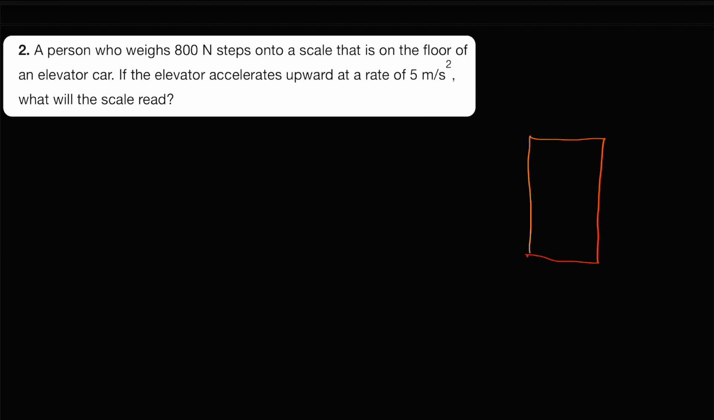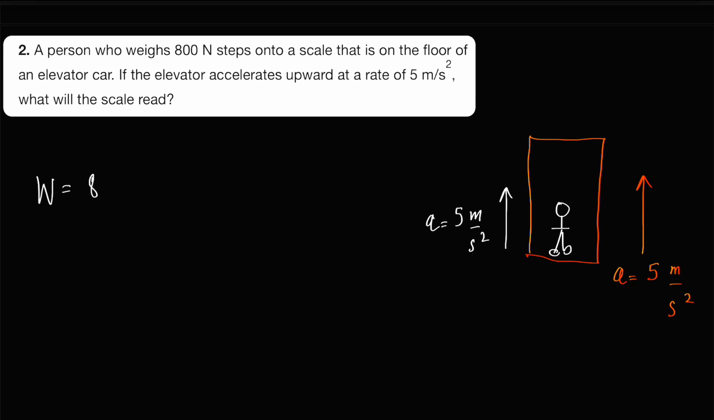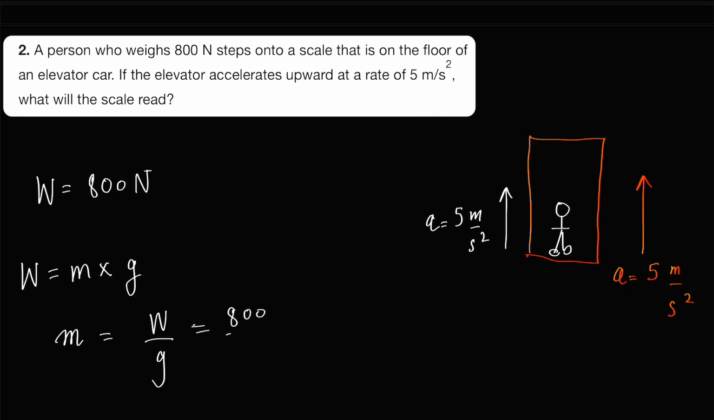In this question, we have an elevator, and that elevator is going up with an acceleration of 5 meters per second squared. A person is inside this elevator and he is also moving up with the same acceleration. The weight of the person is given to us. It's 800 newtons. But we know that weight equals mass times the acceleration due to gravity. Therefore, the mass of this person is equal to the weight divided by acceleration due to gravity, which is 800 divided by 10, which is 80 kilograms. So the mass of this person is 80 kilograms.